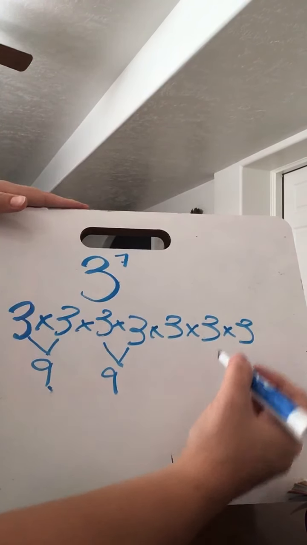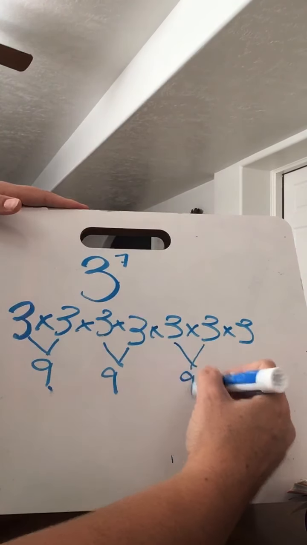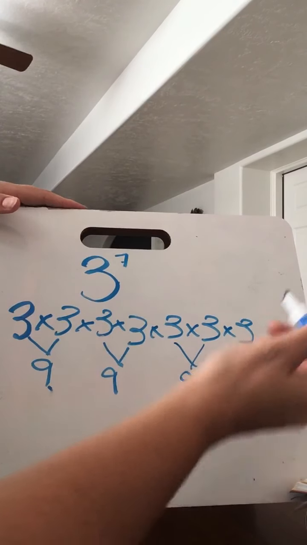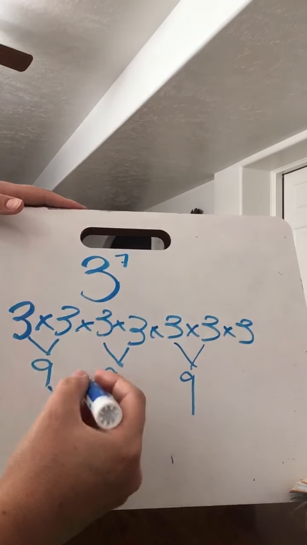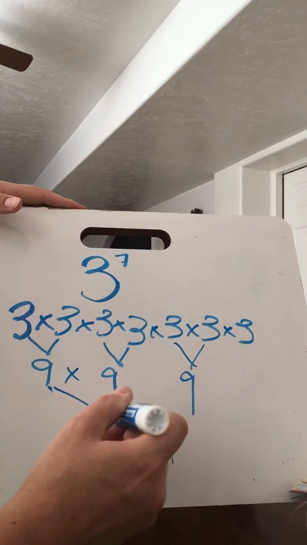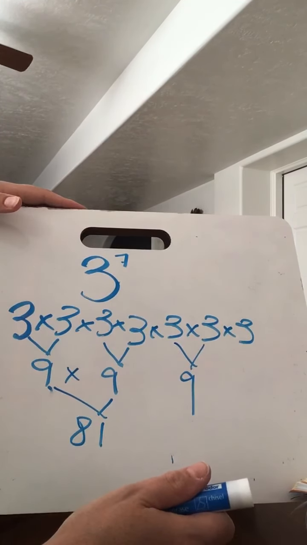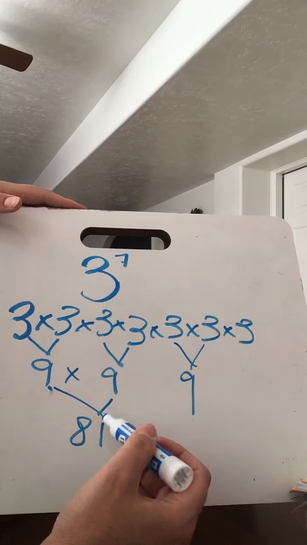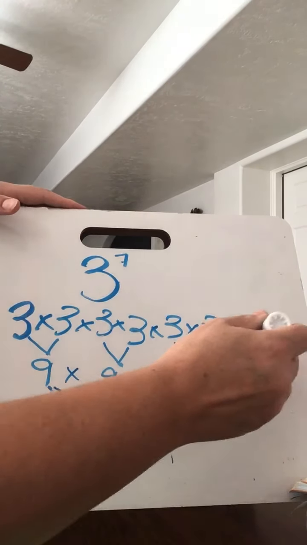Another 3 times 3 is 9. And then there's one other 3 left over. So now let's do this. 9 times 9 is 81. Always write the little arrows so you remember what you've timesed. Now you've got 81, you still have a 9, you still have a 3.